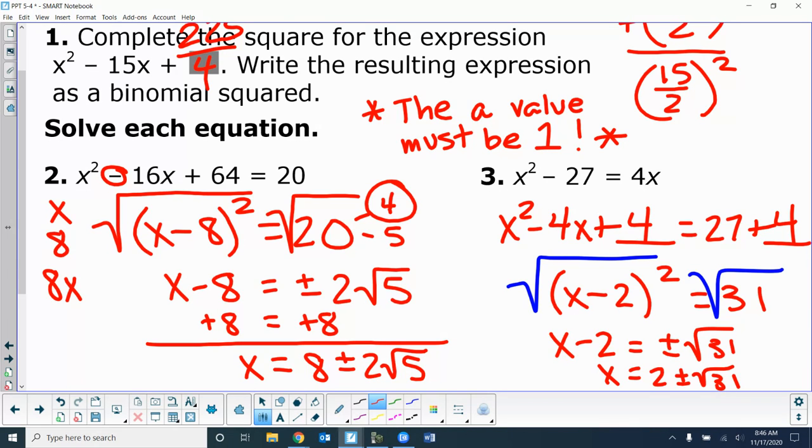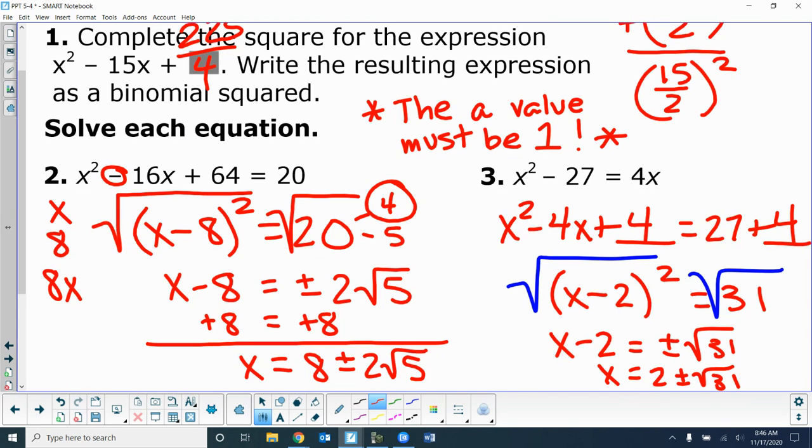Okay, so that's what we were doing yesterday. Hopefully, from what I saw on homework, you guys did pretty good. A few of us were forgetting, once we got here, to take the square root of both sides and finish it up. Okay? Some of us forgot that A had to be 1. But again, we're going to practice some more of these today, so hopefully going over it again today will be okay.